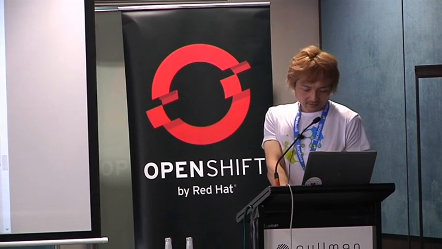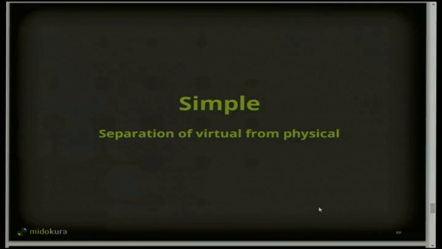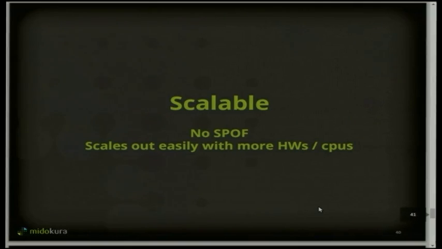So I guess I have to wrap up. In summary, using the overlay approach allows us to separate the physical world from the virtual world, which simplifies a lot. Virtual network overlays are easier to debug and maintain. Then it's scalable because there are no single points of failure. We can easily scale out by adding more servers and hardware.